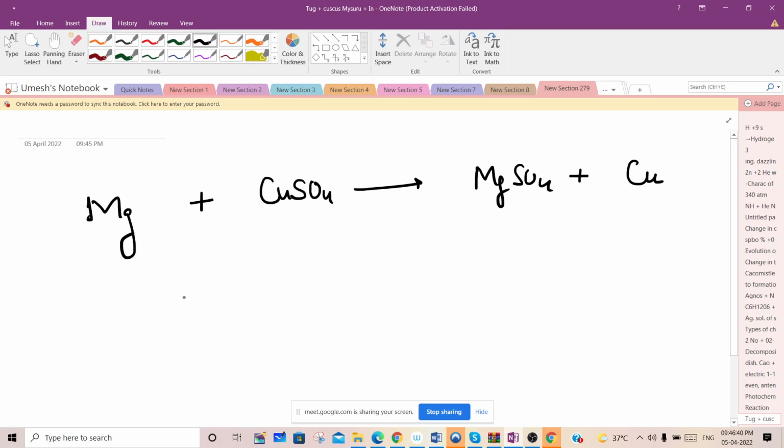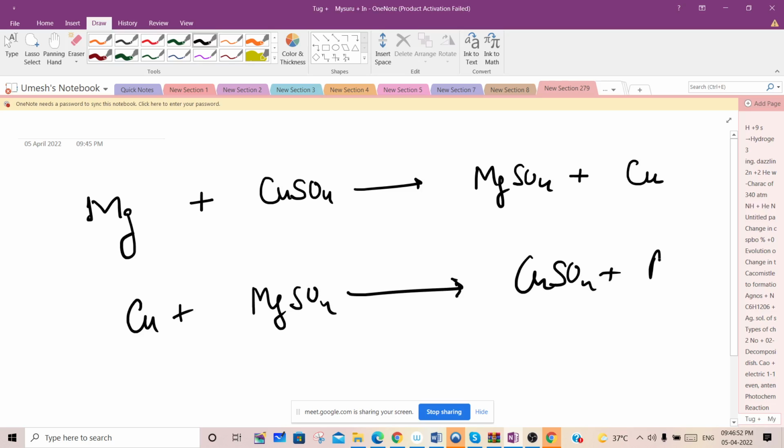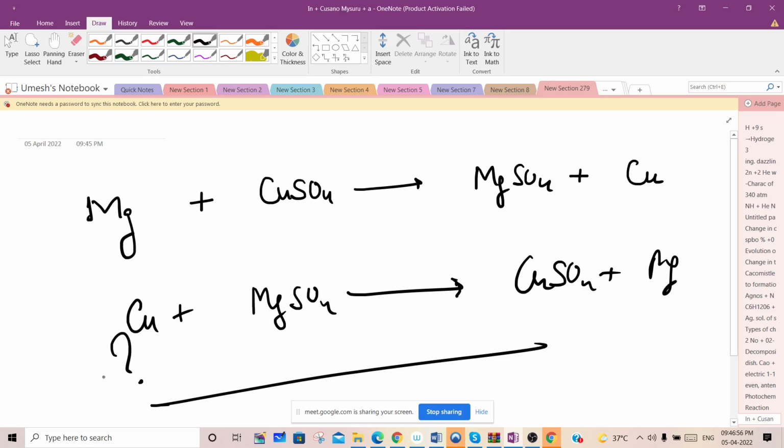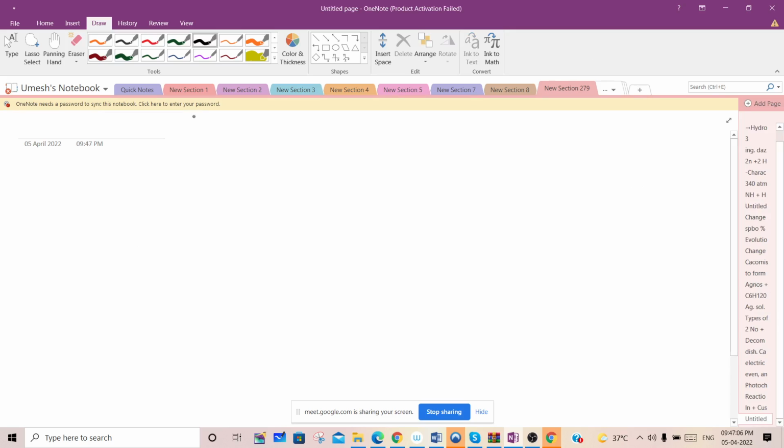Now my question is, which element will displace? Is it possible that I use the copper here and I take the magnesium sulfate here? Will it cause a displacement like this? No, sir. Why? Because copper is less reactive than magnesium. How do you know that? Because copper valency is 1 and magnesium valency is 2.